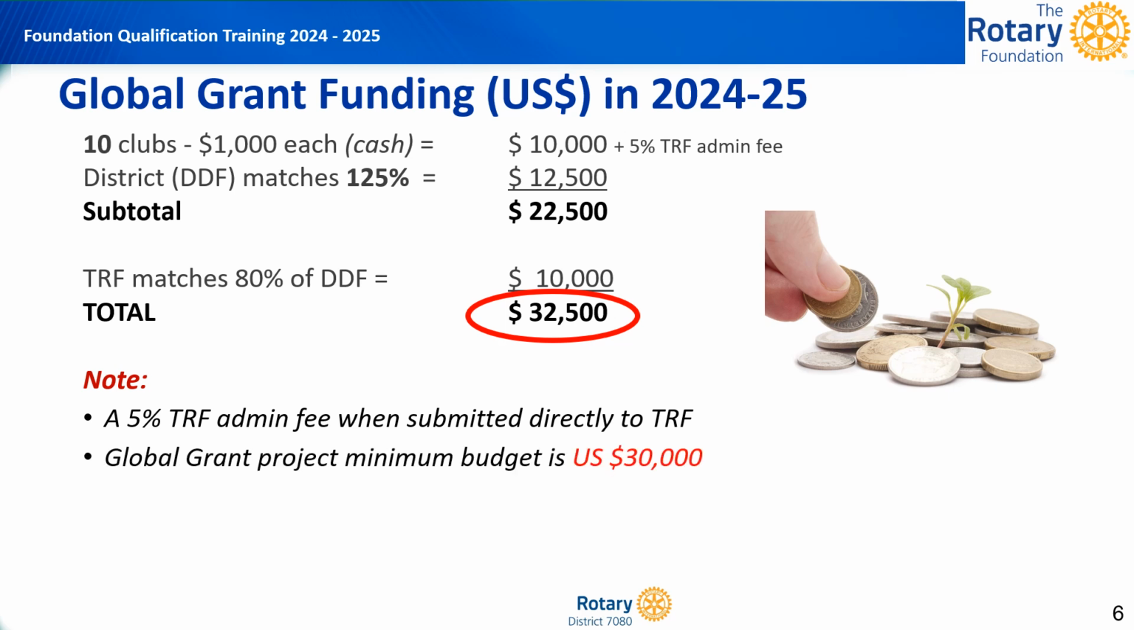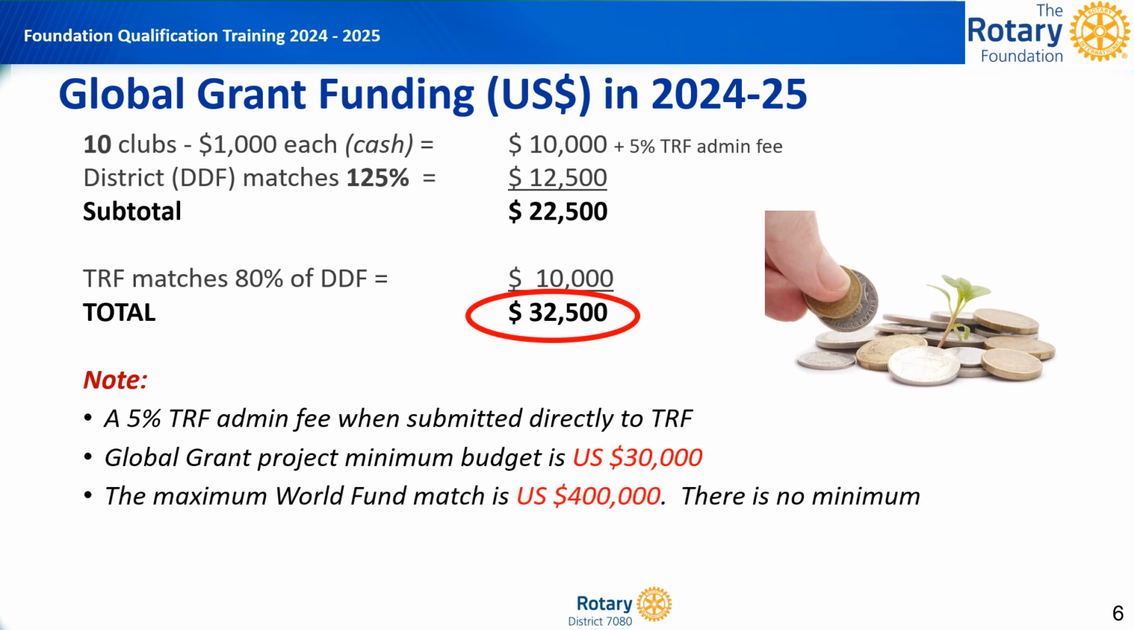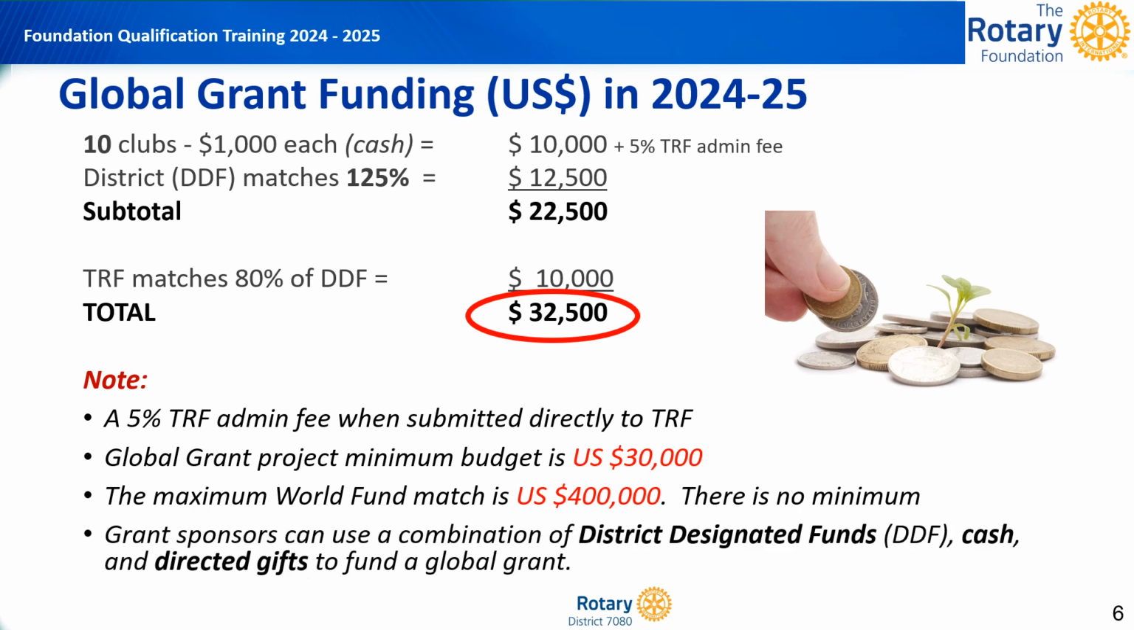As mentioned, the minimum global grant budget is $30,000 US, and while there's no minimum World Fund match, there is a maximum match of $400,000 US. Grant sponsors can use a combination of district-designated funds, cash, and directed gifts to fund a global grant.